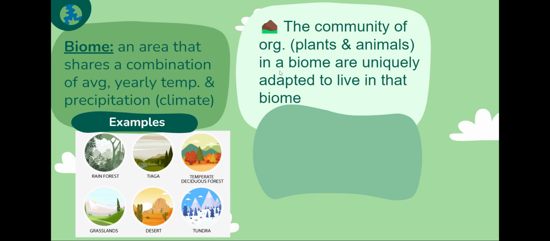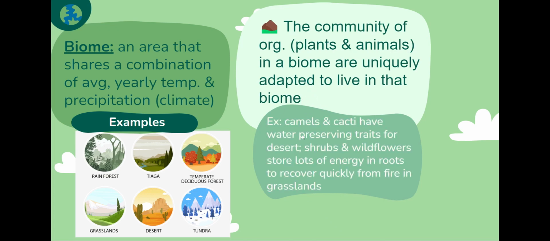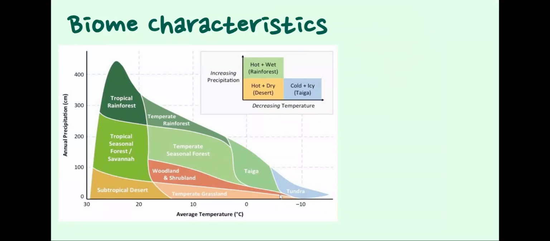The community of organisms, which are plants and animals, that live in a biome are uniquely adapted to live in that biome, meaning they have specific traits that help them survive there. For example, camels and cacti have water-preserving traits for the desert. Shrubs and wildflowers store a lot of energy in their roots to quickly recover from fire in grasslands.